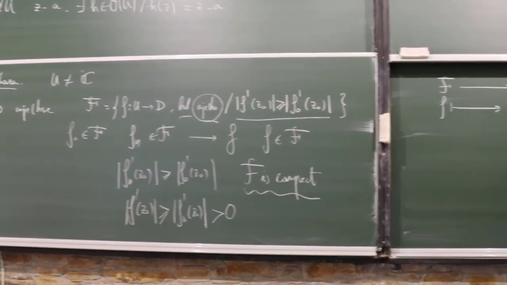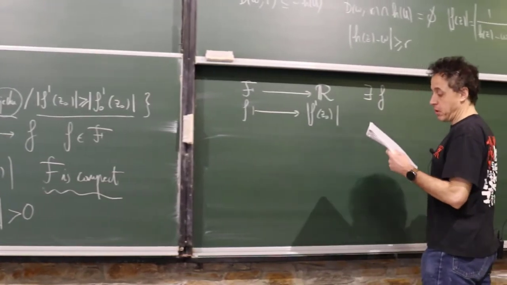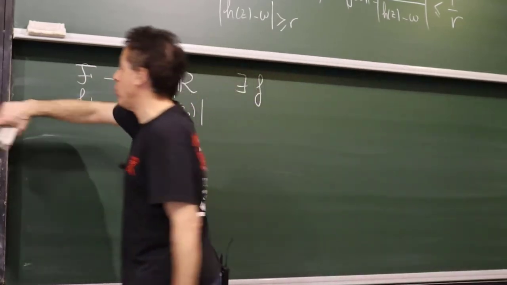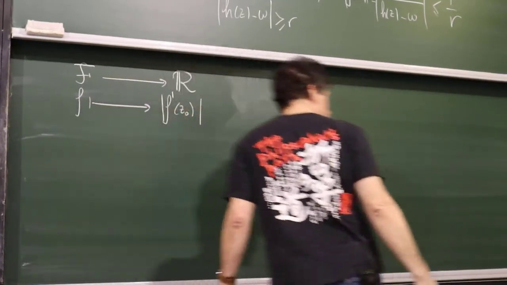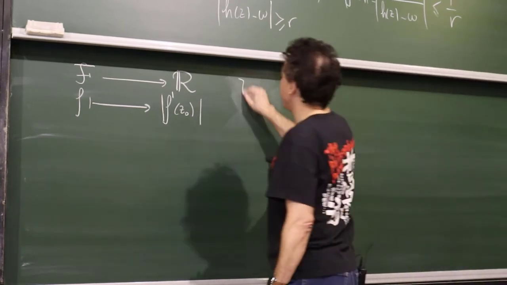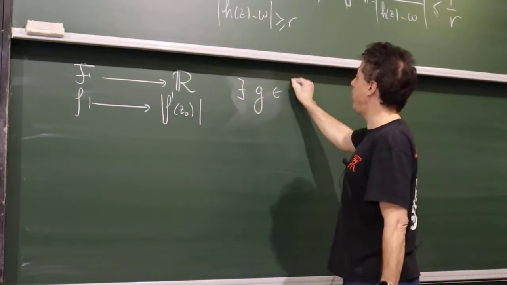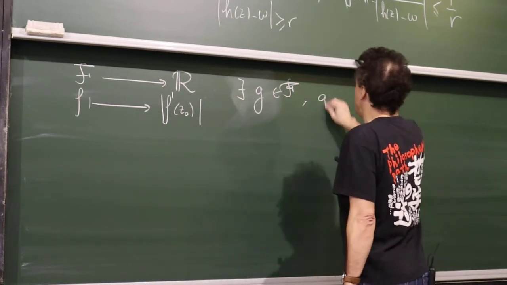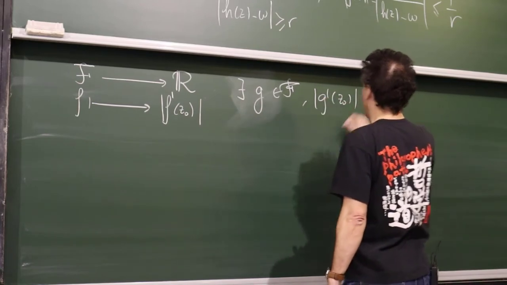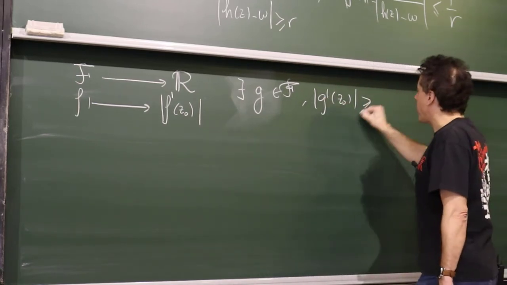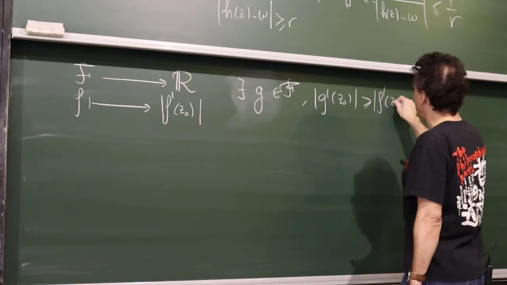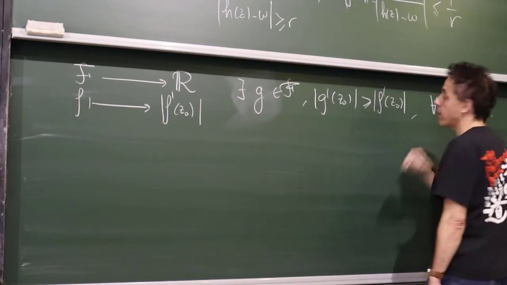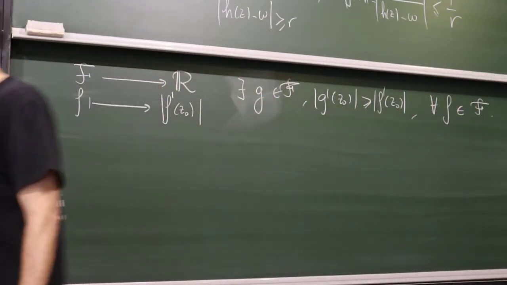So there exists a function, I'm going to call it g using the notation I have in my notes, otherwise I'm going to get lost at some moment. There exists a function g in F such that g prime of z0 is maximum. So g prime of z0 is greater or equal than f prime of z0 for every f in F. So in particular, g is injective.